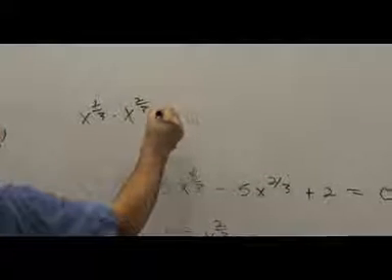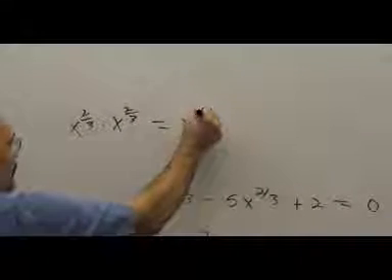3y squared minus 5y plus 2 equals 0. Yes, because x to the 2/3 times x to the 2/3 equals x to the 4/3. And we said that this is y times y equals y squared because of the substitution. Okay? I'm with you.